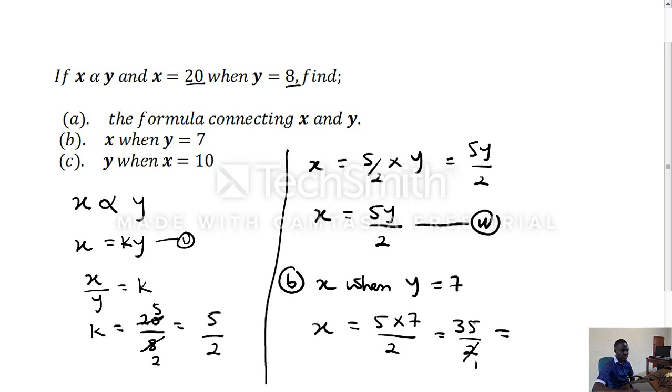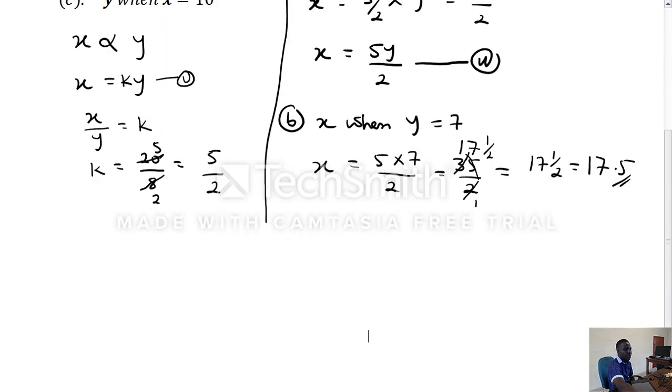and 35 divided by 2, we say 2 into itself is 1, 2 into 3 is 1, remainder 1, making it 15. 2 into 15 is 7 times remainder 1 over 2, so that our x is equal to 17 whole number 1 over 2, or in decimal we say is 17.5 as your answer. So we have it that when y is equal to 7, x is equal to 17.5.